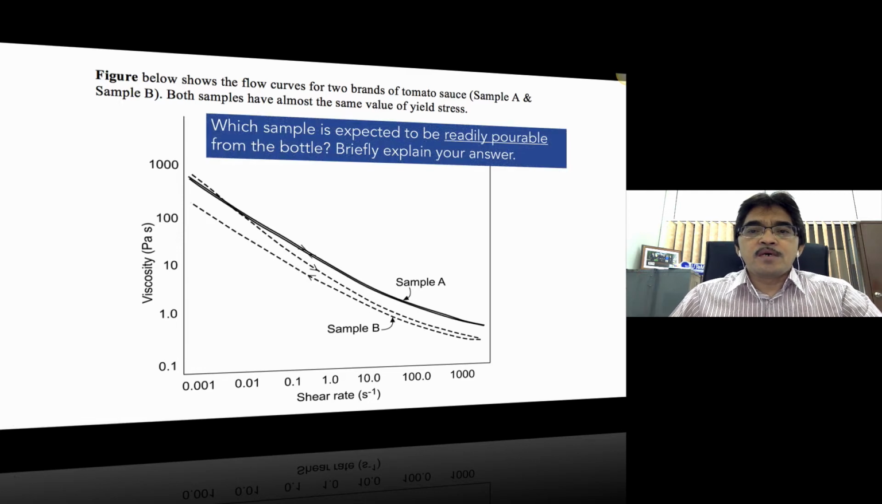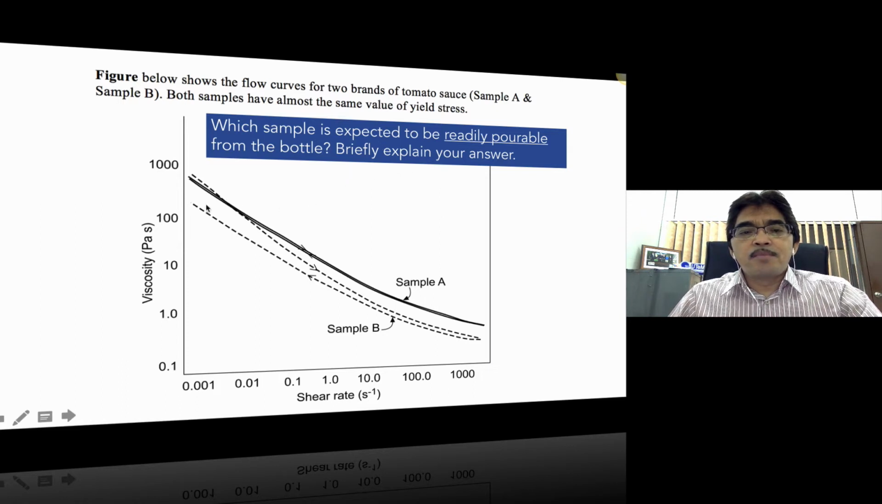Okay, now next questions or problem based on the same graph. Which sample is expected to be readily pourable from the bottle? Which one is easier to pour initially from the bottle? Briefly explain your answer.